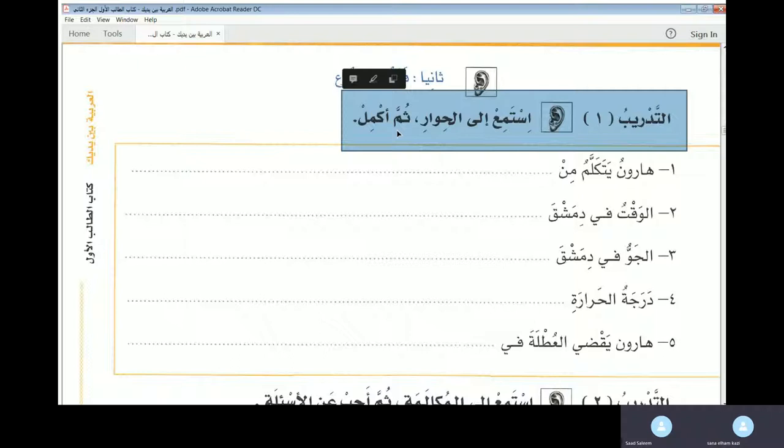Yes, الدرجة 20 درجة, or درجة الحرارة 20. The temperature is 20. Okay, 20, sorry. Mahmoud: Aina satakzil utla? Where will you spend the holidays? Harun: Saqdiha fi Makkah inshallah. I will spend them in Makkah.